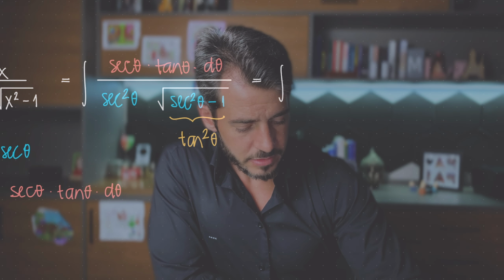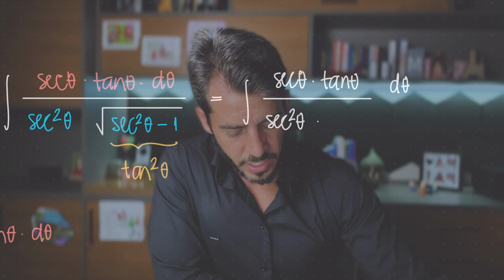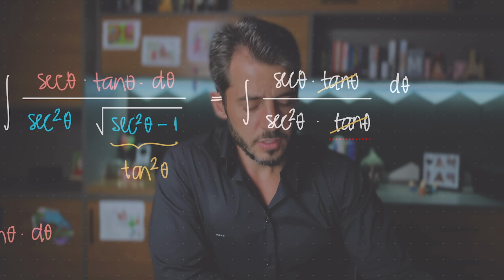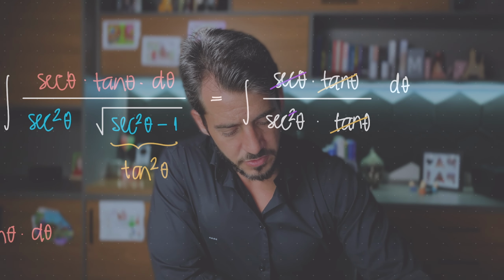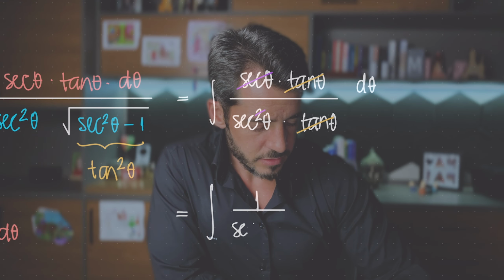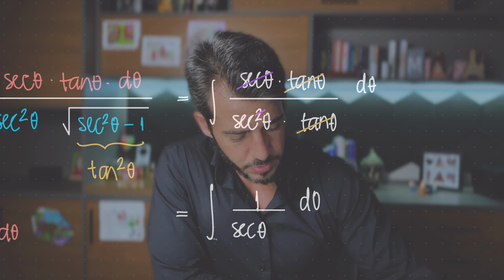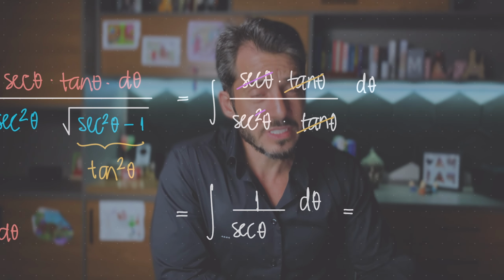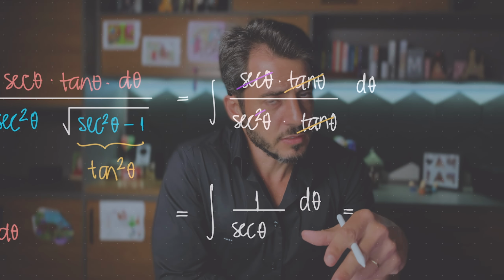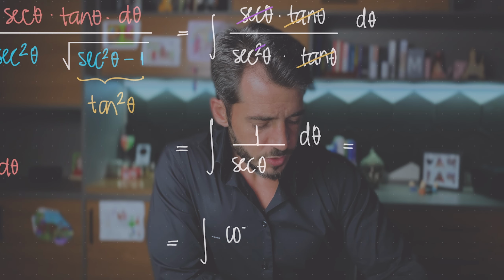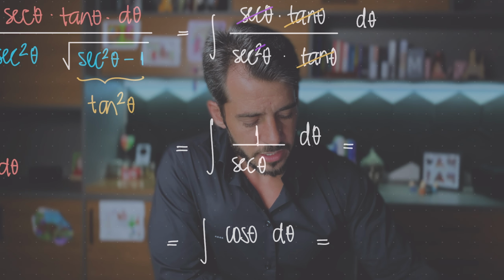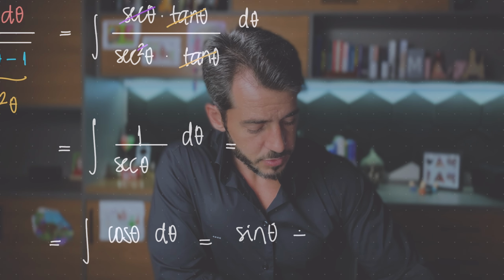Now, as you realize, there are lots of things that we can cancel out. We have this tangent, which simplifies with the tangent from the numerator. We have one secant, which we can simplify as well. Everything boils down to the integral of 1 over secant of theta. You might be wondering, okay, but I don't know what the integral of 1 over secant of theta is. Let me say that you do know, given that secant of theta is 1 over cosine. So what you have in front of you is cosine of theta d theta. And the integral of cosine is just sine of theta plus c.